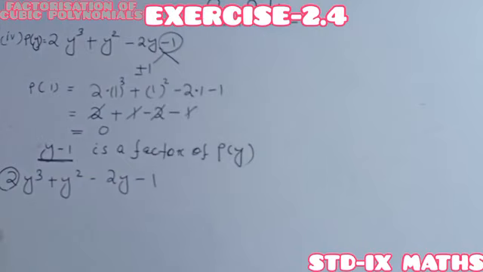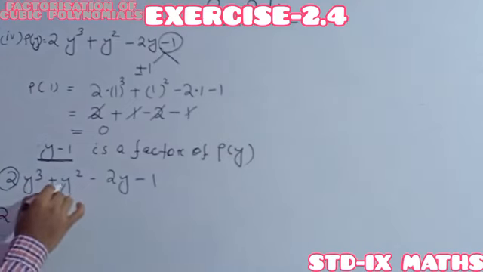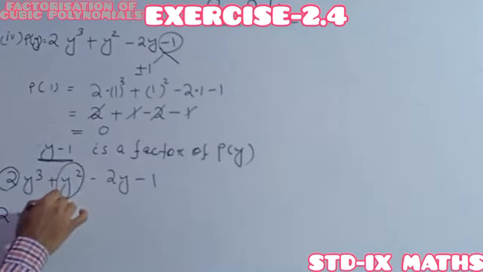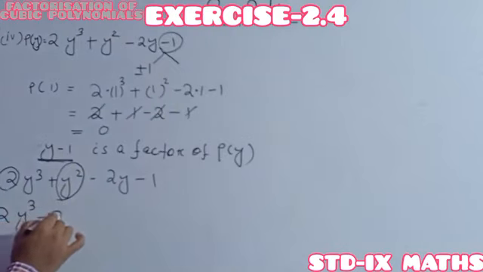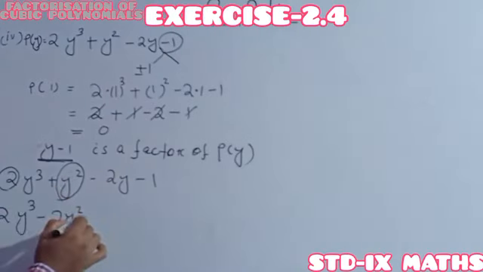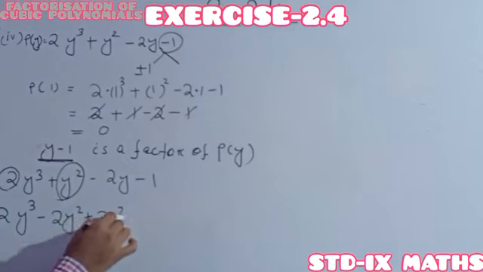See, which gives us 2y cube. And here, +2 means the next one, I have to arrange it in the form of -2y square. But here it is +y square. How to make it +y square? -y square plus 3y square becomes y square.